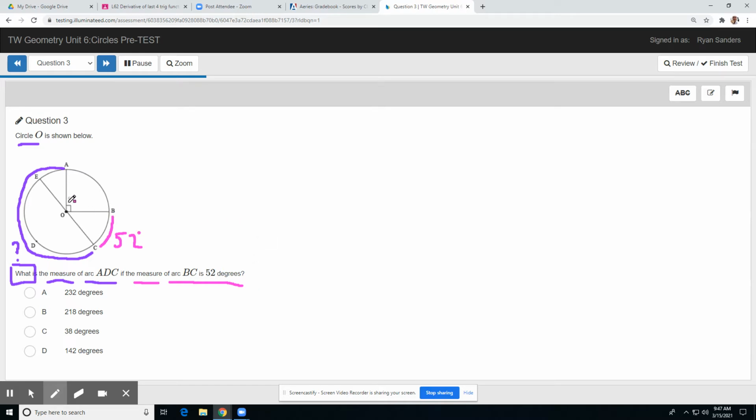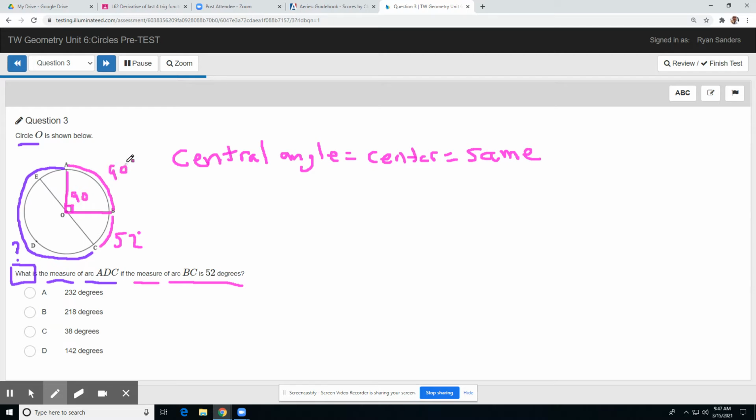Well, to do this one, we use the fact that they're giving you that this central angle has 90 degrees on it. Central angle, I want you to think center. It's off the center. What word kind of sounds like center? Same. So the arc and the angle are the same here. So this arc is the same as this angle. This angle is 90. So this arc has to be 90 also because it's off the center or same.